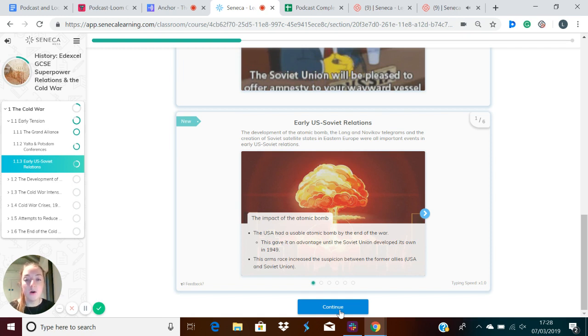This arms race, so each country was racing against the other to produce an atomic bomb first, increased the suspicion between the former allies. So the USA and the Soviet Union were allied before, but then because they were both trying to develop the atomic bomb first, this raised suspicion between them.